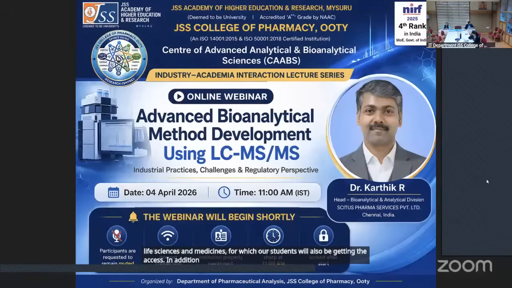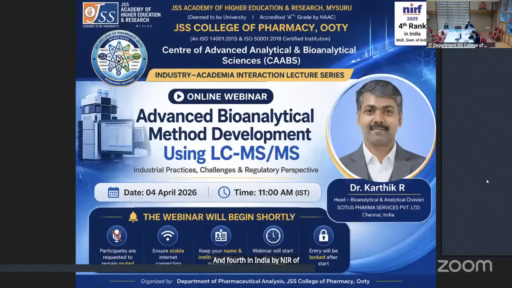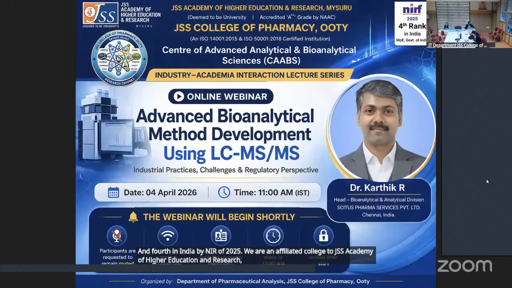In addition, within the campus, we are now having around 170 research scholars who are pursuing their PhD program. And JSS College of Pharmacy, Ooty, is ranked 4th in India by NIRF 2025. We are an affiliated college to JSS Academy of Higher Education and Research, Mysuru, and JSS Academy of Higher Education and Research, Mysuru is NAAC A++ accredited.